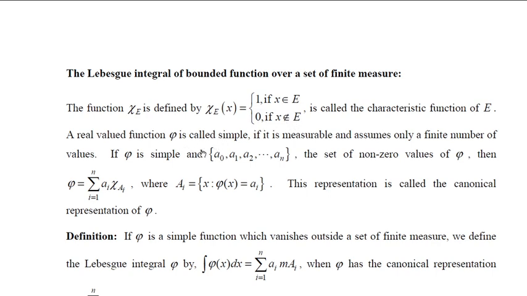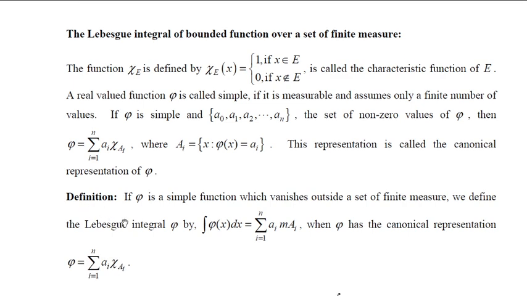And we have defined a simple function. What is meant by a simple function? A simple function is one that is measurable and assumes only a finite number of values. So if phi is simple and it takes finitely many values, then we have defined that phi can be written as summation i from 1 to n of ai into chi of Ai, where Ai equals this. I explained this one in the previous class. And this representation is called the canonical representation of phi.